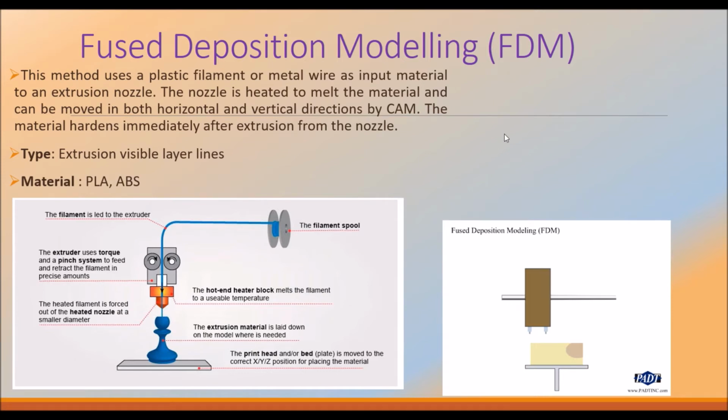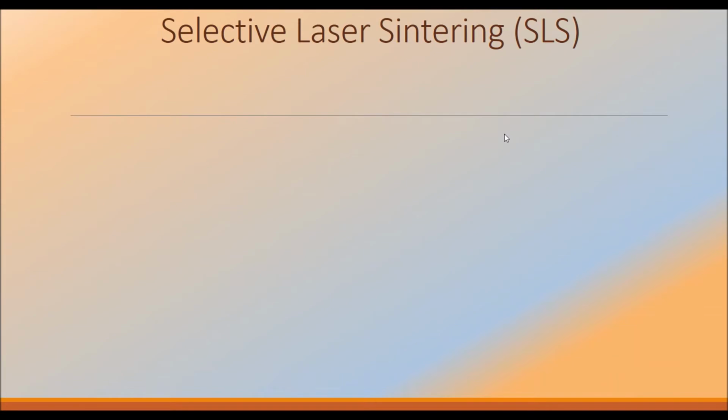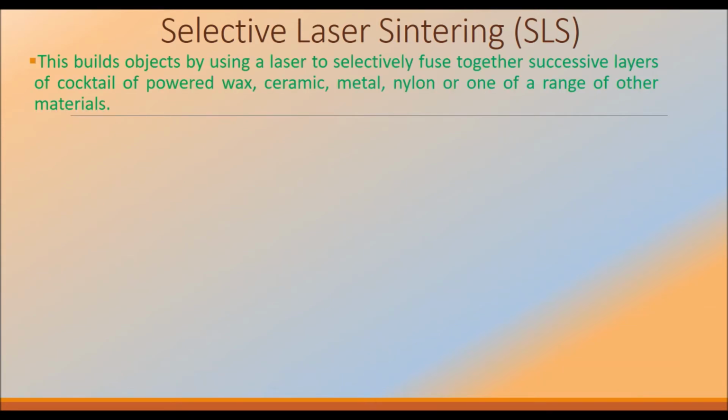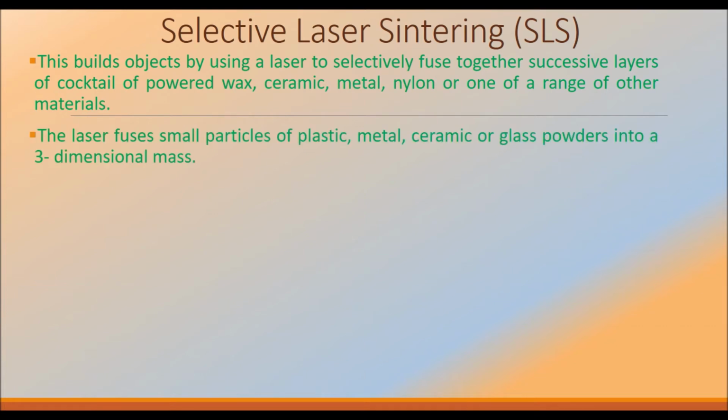Next, coming to the next model, that is selective laser sintering, SLS. This builds an object by using a layer to selectively fuse together successive layers of a cocktail of powder: wax, ceramic, metal, nylon, or one of a range of other materials. The layer fuses small particles of plastic, metal, ceramic, or glass powders into a three-dimensional mass.